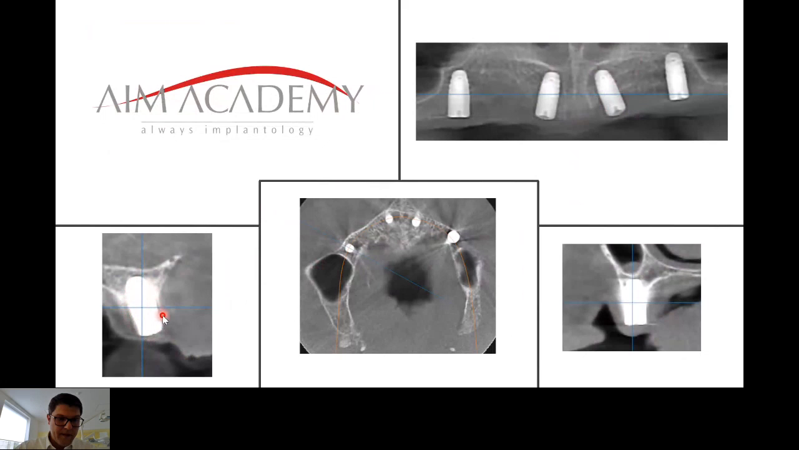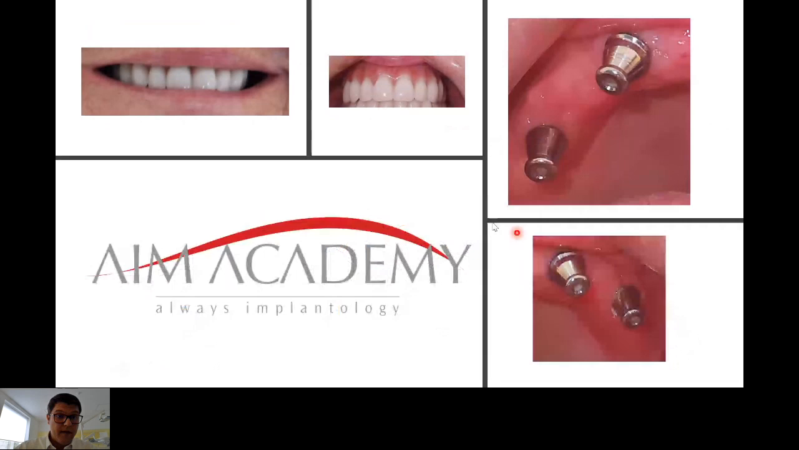You can see here the bone is thin, and those are tissue level implants, because in this situation we chose a removable overdenture. And this is the situation after we put the overdenture and make the reconstruction in this area.